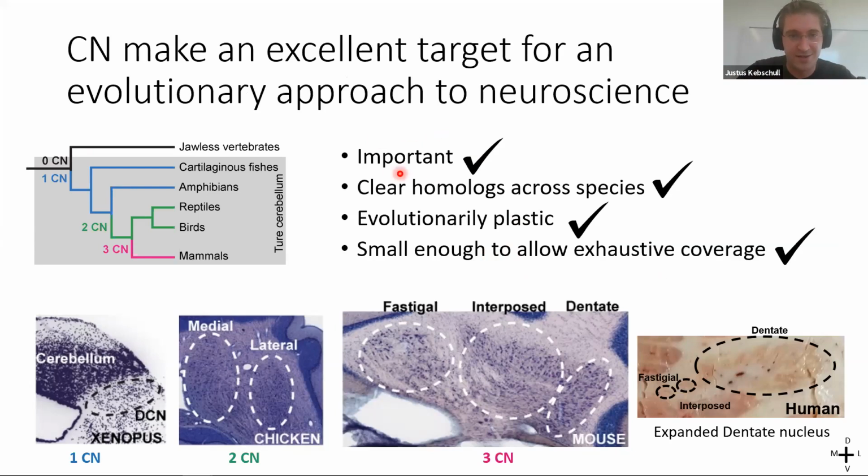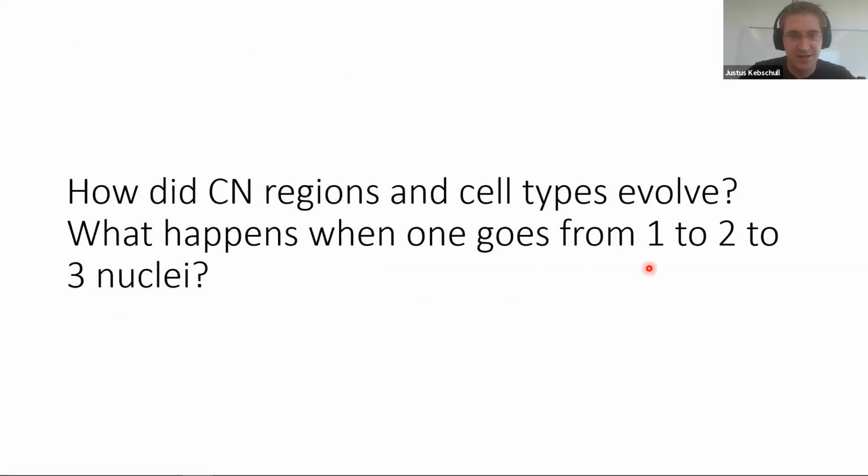Now, I think it's fair to say that given their circuit position, the cerebellar nuclei are probably important. They do have these clear homologs across species that are easy to pick out because they're right there in the white matter. They have changed and they're small enough to allow for exhaustive coverage. And so in my postdoc, I decided to go for the obvious question: how do you go from 1 to 2 to 3 nuclei?